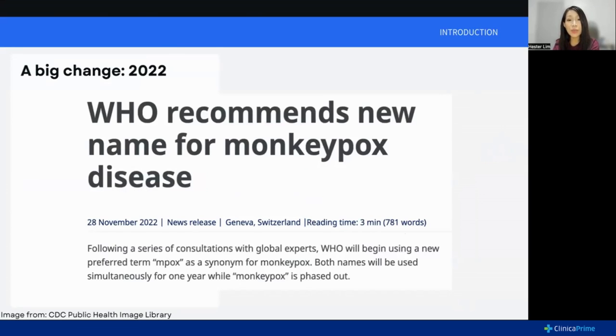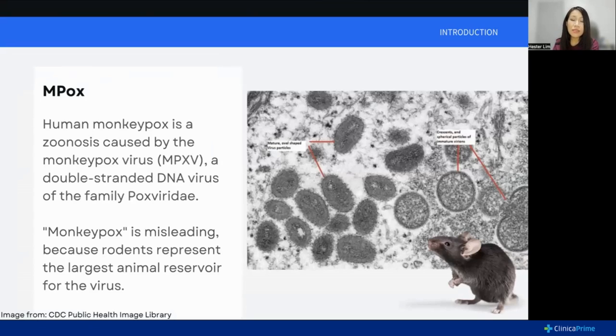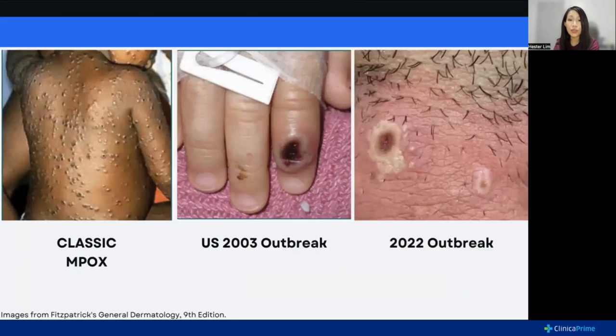So one of the biggest changes you may have noticed was back in 2022, we used to refer to Mpox as monkeypox, right? However, the WHO recommended a new name to decrease the stigma of this condition. However, throughout this lecture, I will be calling it Mpox and monkeypox interchangeably. Now, Mpox, also known as human monkeypox, is a zoonosis caused by the monkeypox virus. So this is a double-stranded DNA virus of the family Poxviridae. Now, the term monkeypox is misleading because while it was first recognized in captive monkeys, rodents are actually the largest animal reservoir for the virus.